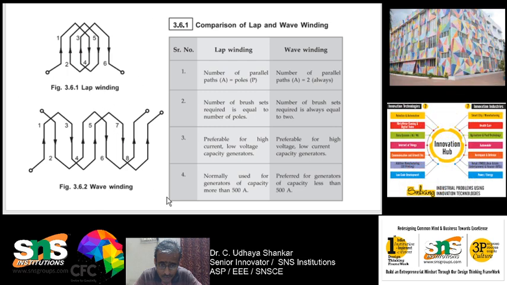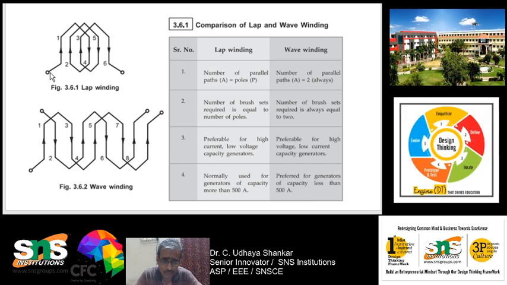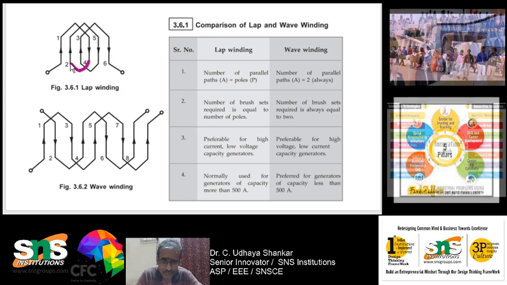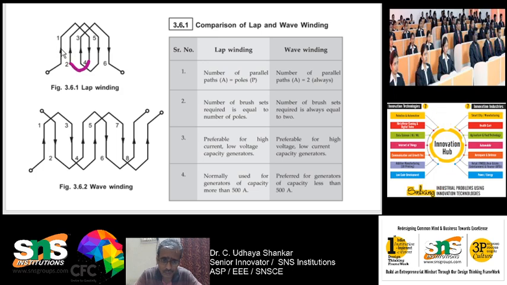So in case of lap winding, you can see what is happening. In lap winding, this is the start of the coil. The start of the coil is connected to the end of the coil, and this end of the coil is connected to the start of the next coil. So you can see that the end of the first coil is connected to the start of the next coil. So this is the first coil and this is the second coil.